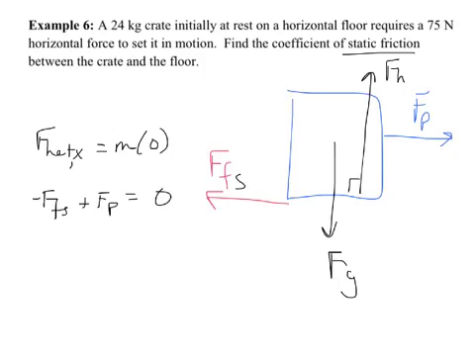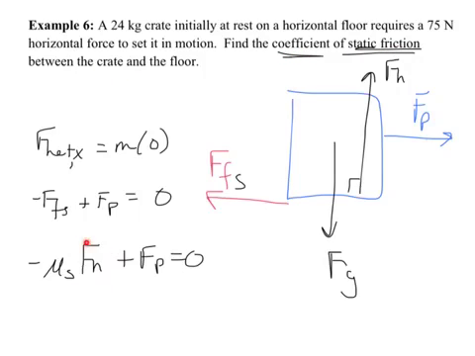Well, we're trying to find the coefficient of static friction, so mu s. So let's replace Ffs with our formula. Remember, force of friction is mu times Fn. So negative mu Fn plus Fp equals 0. Again, I'm replacing this force of friction with mu Fn. It's static friction, so I put the static friction coefficient. So it looks like we're going to solve for mu. That's what we're looking for, the coefficient of static friction.